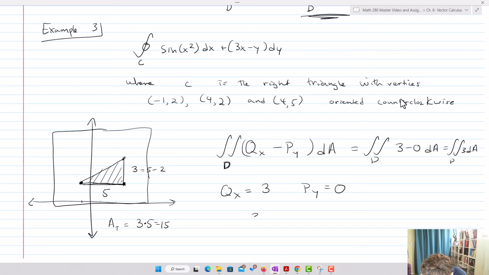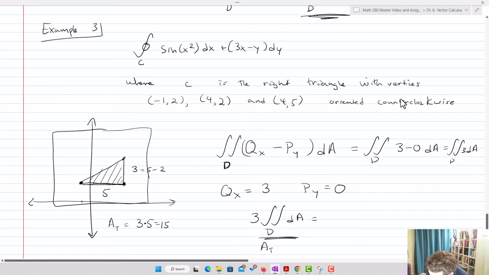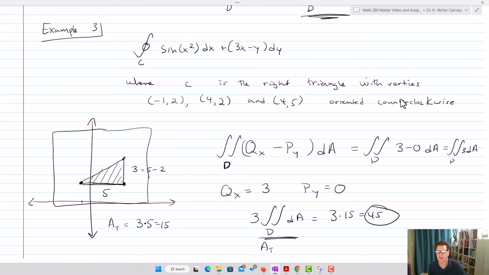Well, we got the same issue that we had last time. We got the 3 times the double integral over the region D of dA. And so this ends up equaling 3 times, this is just the area of the triangle. So that's A of T. So this is 3 times 15, which equals 45. And that is the work done over that region, or that's the value of the line integral.